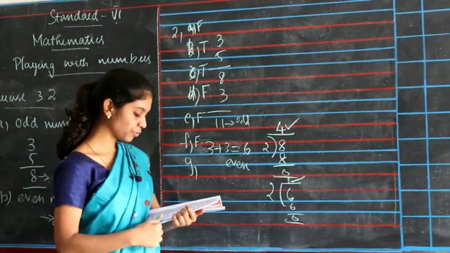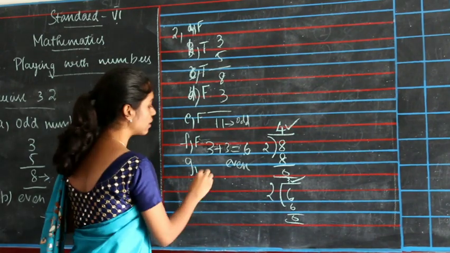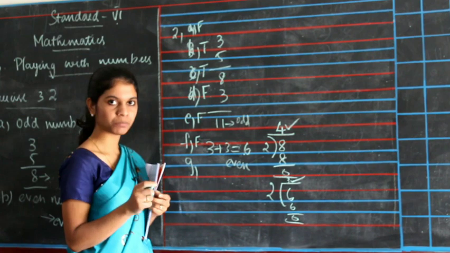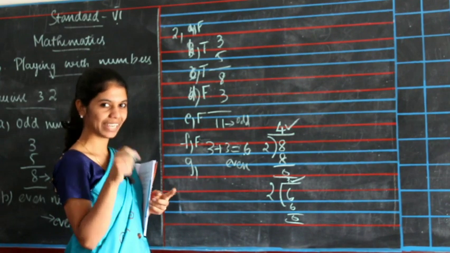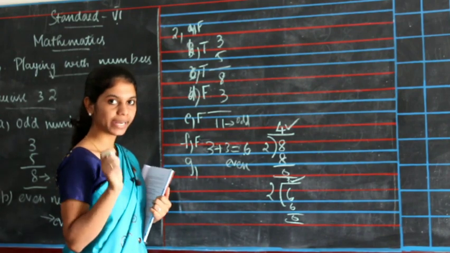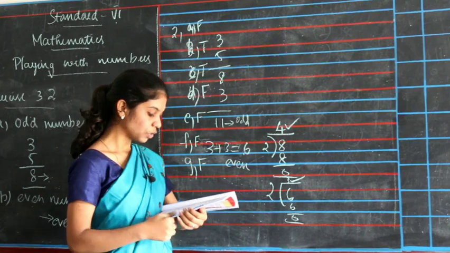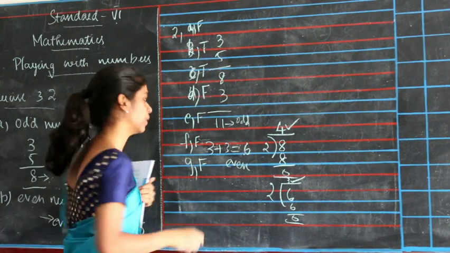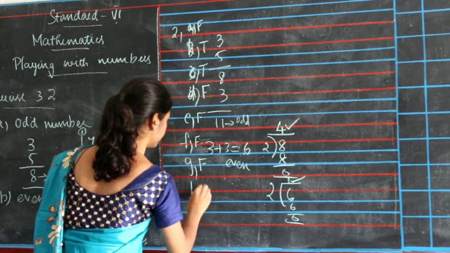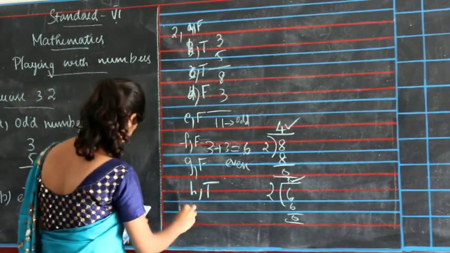Next, the sum of two prime numbers is always even. See, there are not only odd prime numbers, there are even prime numbers too, like 2. So if you are adding even with odd, you won't get even. So that is also false. 2 is the only even prime number. Yeah, 2 is the only even prime number. That is true. Then I.